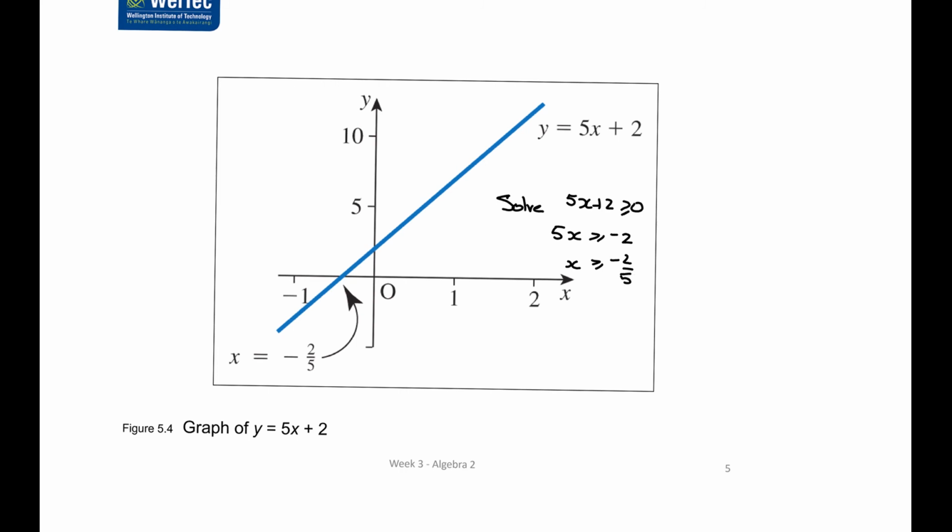And if we look at the graph, indeed, that is the case. So from here upwards, y is positive. And that's what we wanted. We wanted 5x plus 2 to be positive. So all of this bit is the bit that we were looking for, and that occurs anytime x is greater than or equal to negative 2/5.